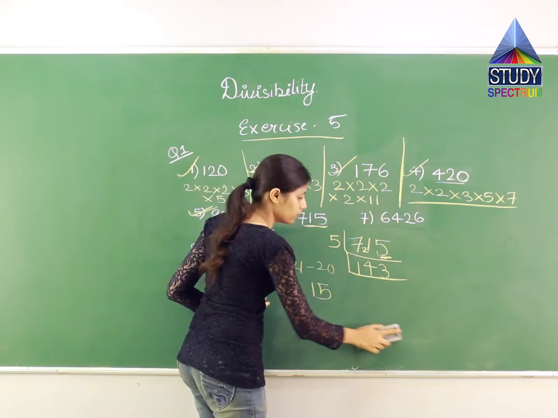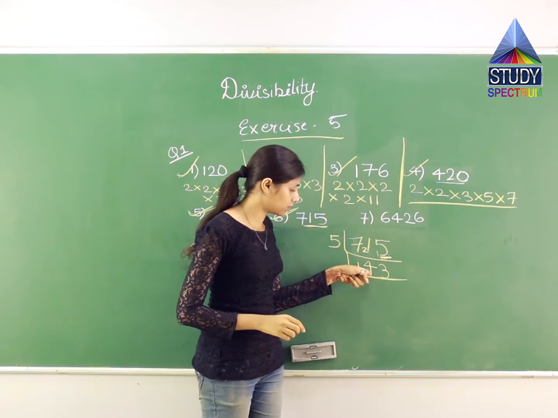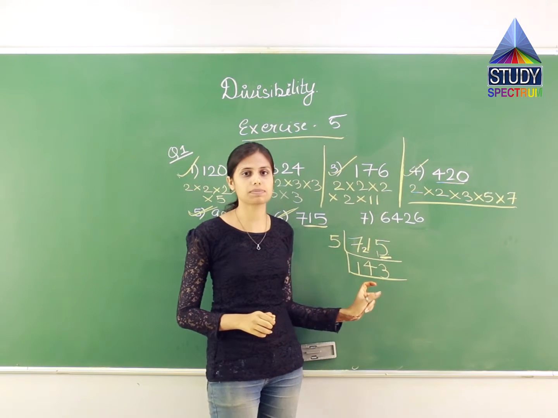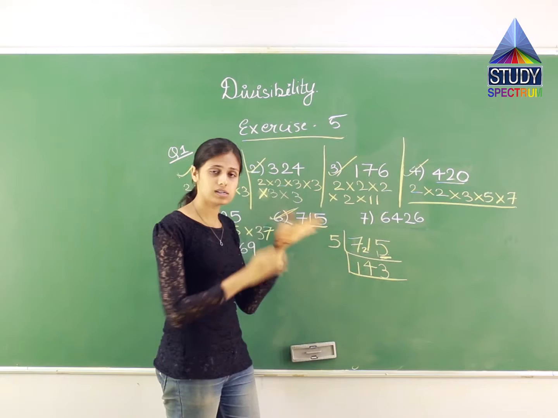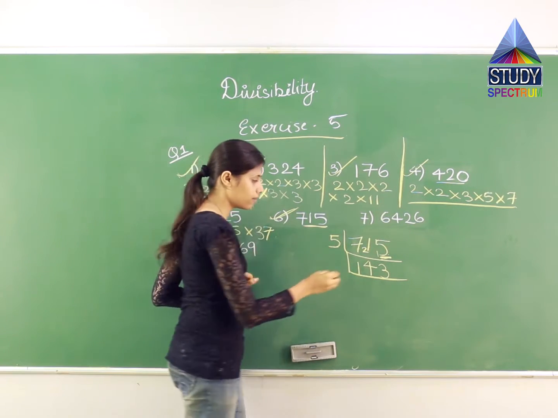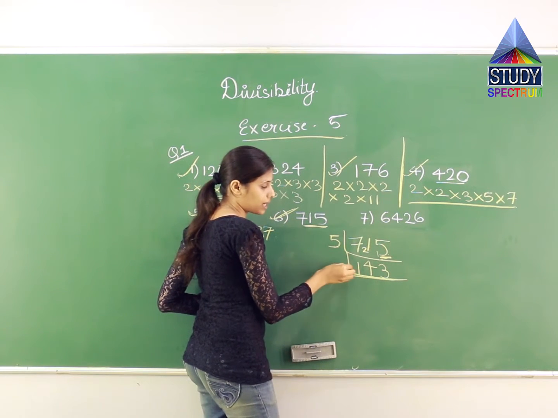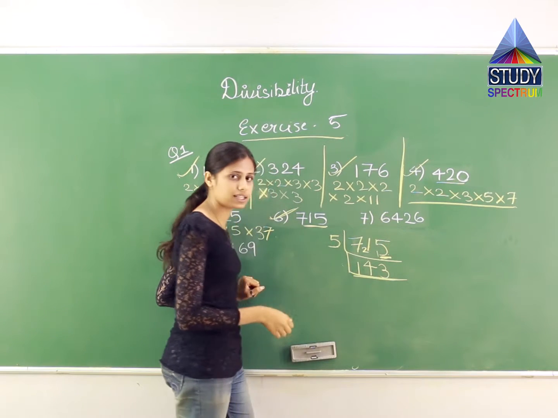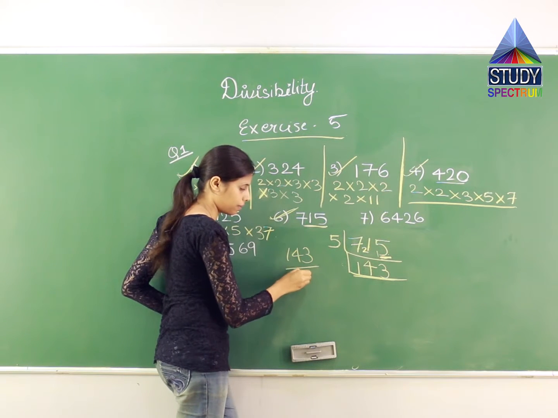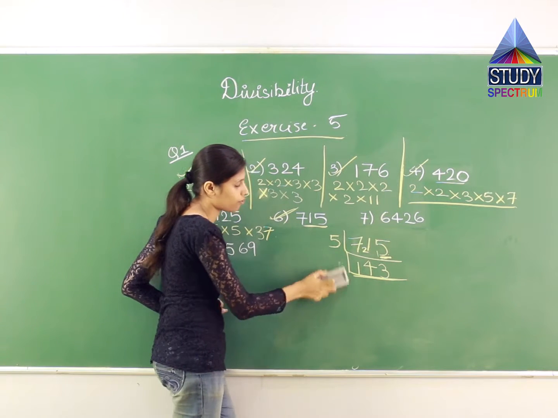Now what do I get? 1, 4 and 3. I have to find a number such that 143 is divisible by that number. Means I need a divisor or a factor for 143. So tell me, is there a number by which I can divide 143 and get a natural number? Means 143 divided by that number gives me a natural number. Then I can say that it is a divisor for 143.